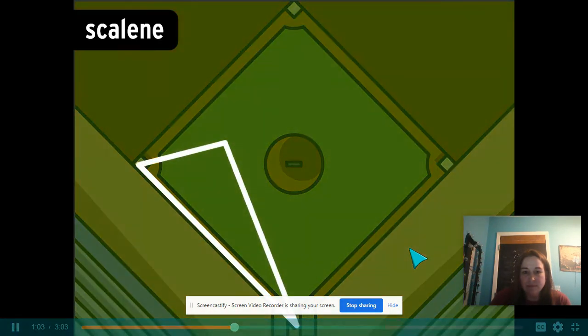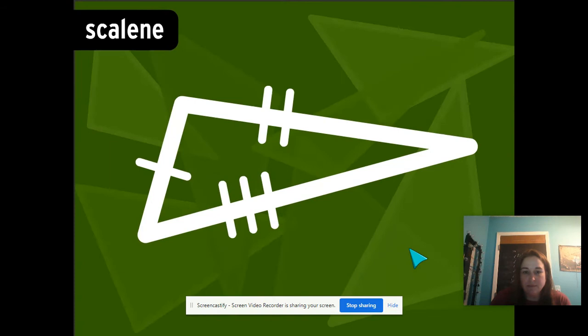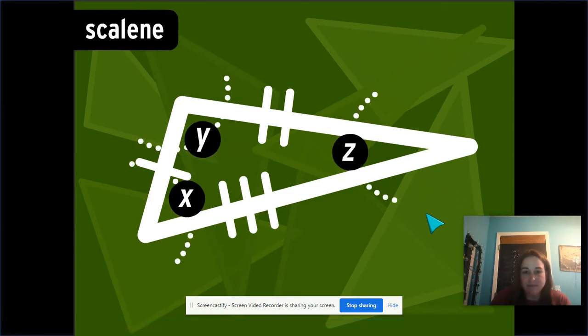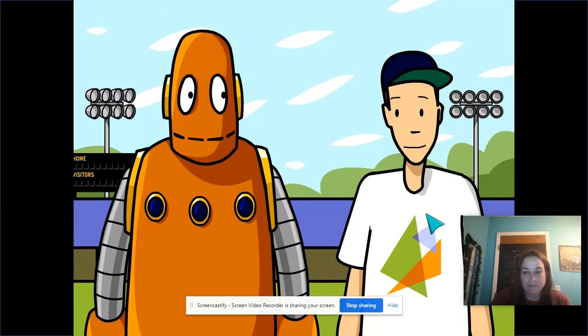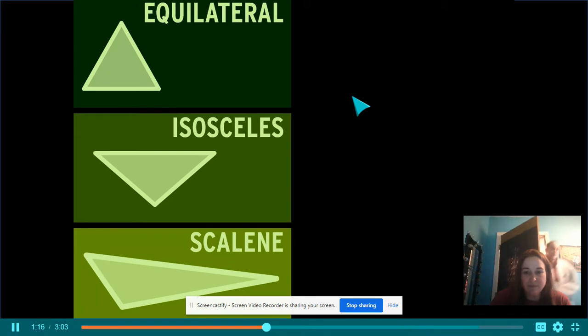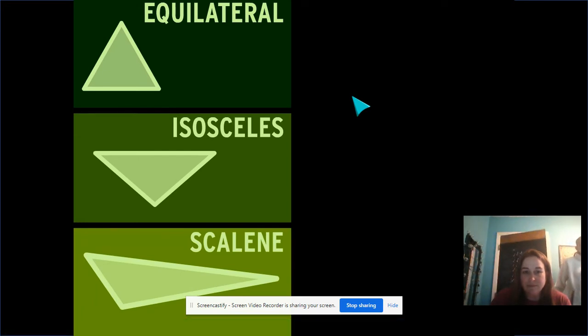Scalene triangles have three sides of different lengths. Every angle in a scalene triangle is different from every other angle. Correct. Equilateral, isosceles, and scalene triangles are all classified by comparing the lengths of their sides.